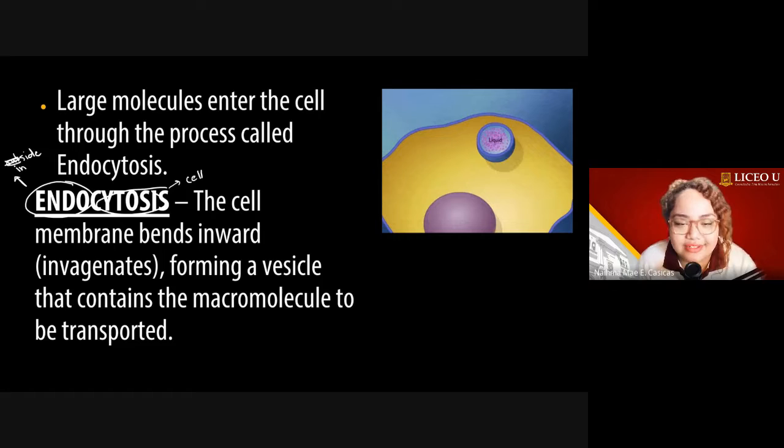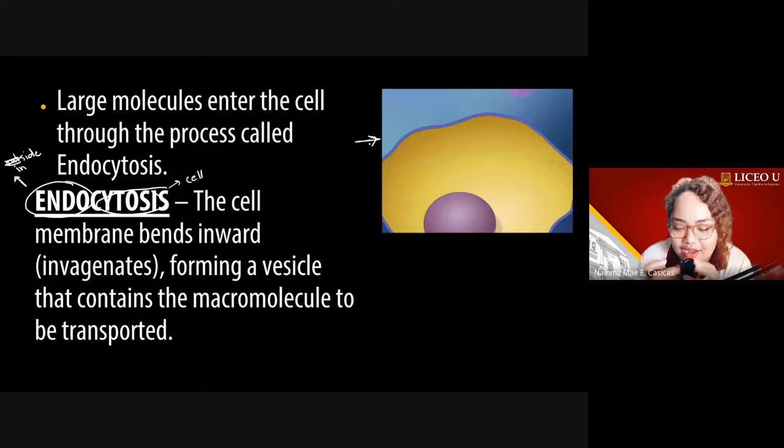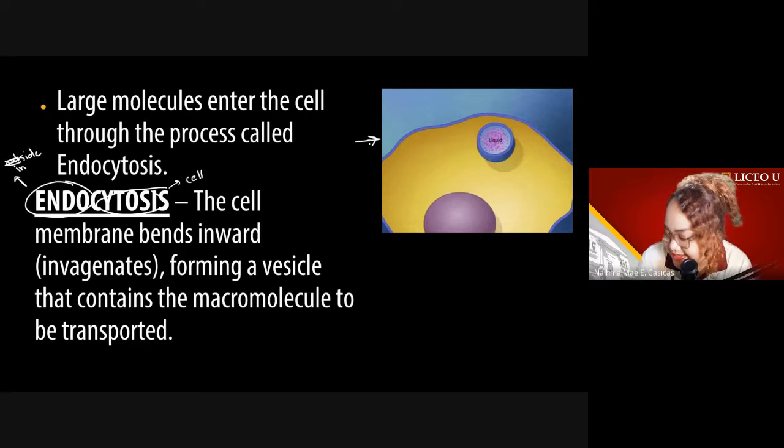Endocytosis is where the cell membrane bends inward, just like in this illustration here. It bends inward, or what we call invaginates, forming a vesicle that contains the macromolecule to be transported. So when it ingests the molecule going inside, it will be housed in this semi-membrane, and that's what you call your vesicle. So that it will be transported into the cell, and it will be kept safe from the other stuff.